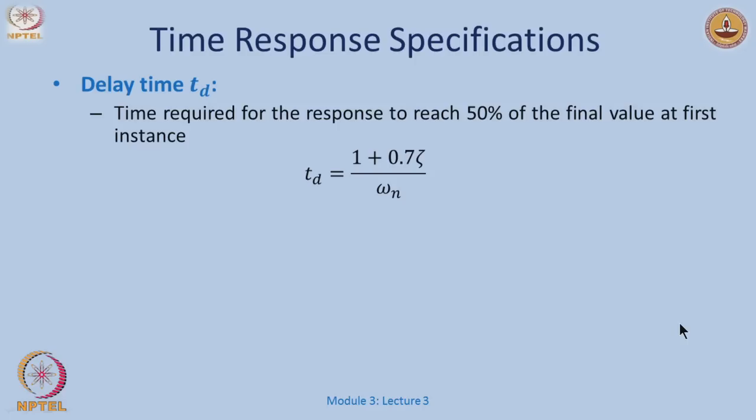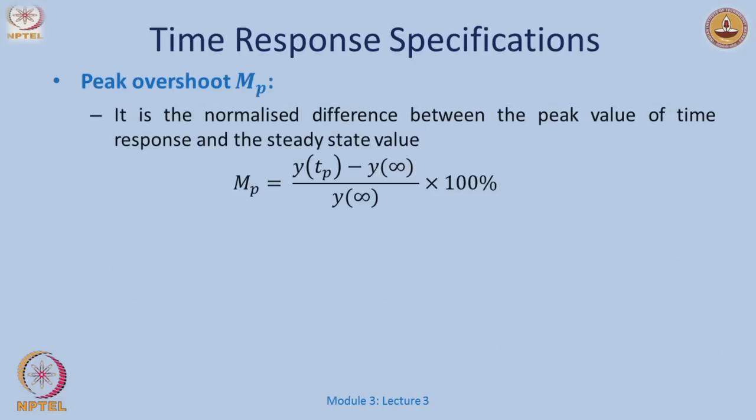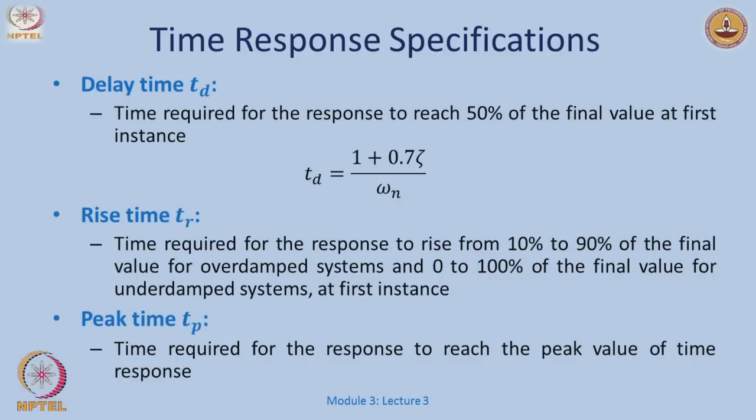To quantify this, we will define for ourselves a few things. First is the delay time, the time required for the response to reach 50% of the final value at the first instance, and I could calculate this based on the formula which I had derived earlier. Okay, I'll come to this. We just first define what these are and then go on to see how these numbers are achieved. So, the delay time is the time required for the response to reach 50% of the final value at the first instance. In an oscillatory response, it could reach 50% several times.